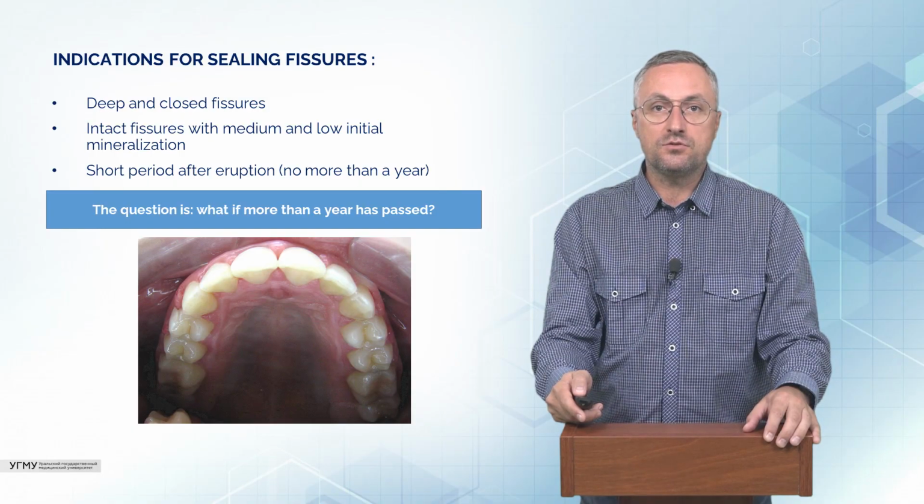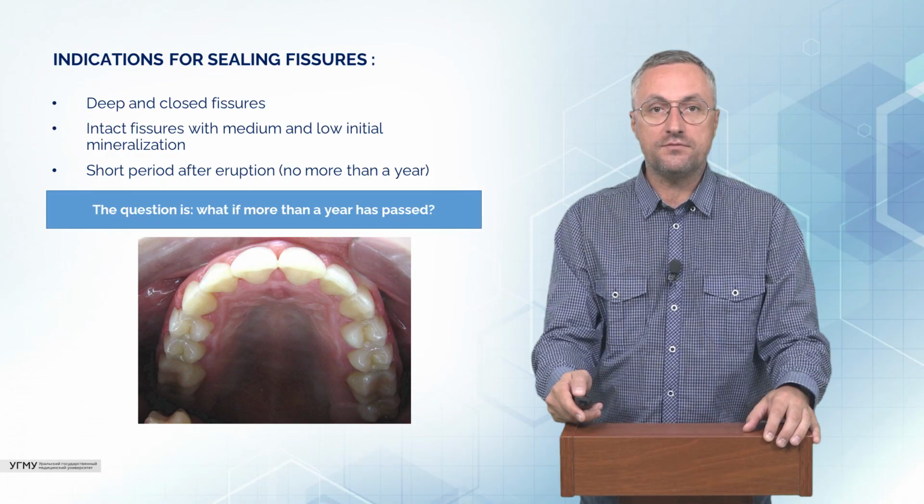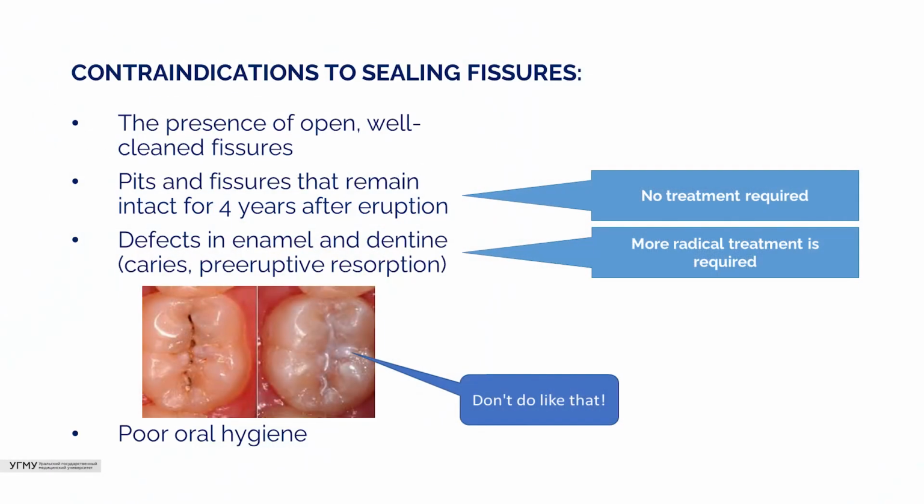It is necessary to look at the clinical situation. If the caries activity is high, preventive fissure sealing can be performed. Contraindications to sealing fissures are: first, open, self-cleaned fissures. I've already mentioned this. Second, pits and fissures that remain intact for 4 years after eruption. Third, enamel and dentin cavities. Caries should be treated with fillings. And fourth, poor oral hygiene. Sealing will not be successful. The sealant will probably be lost.